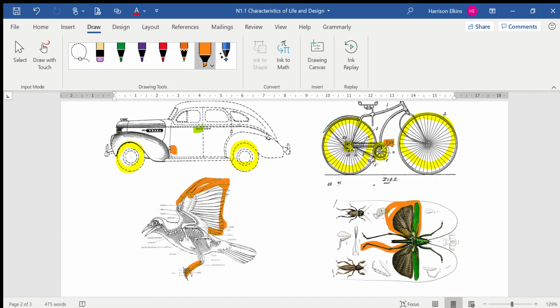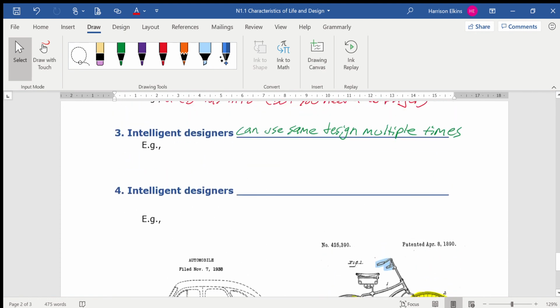Even in us, for instance, we have a rib cage in our body. So do birds. Birds also have a rib cage. Different things like that, or an eyeball. So the same design can be reused multiple times.